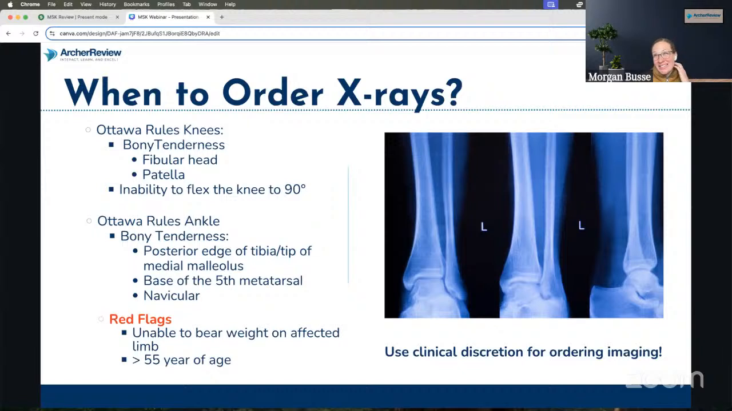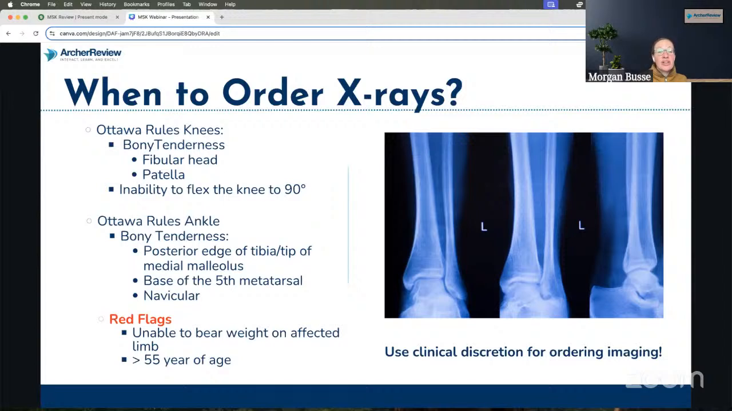I've been in practice 5 years now, and I see an ankle sprain maybe every few months, right? So I have to go in and reassess, okay, exactly where am I looking for this bony tenderness? That's what our Ottawa rules tell us. We're looking for bony tenderness in these specific areas.